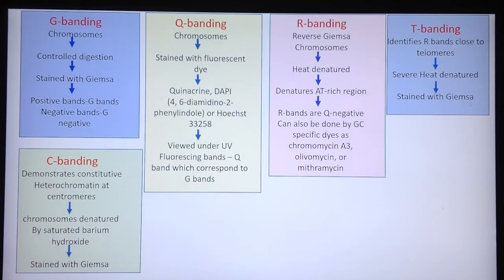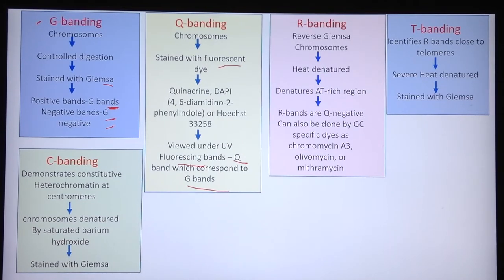Now there are several chromosome banding methods. One of the most common which we hear is G banding. In this, chromosomes are taken, controlled digestion is done and stained with Giemsa. Bands which stain positively with Giemsa are referred to as G bands, and negative bands are referred to as G negative. Then Q banding, in which the chromosomes are stained with fluorescent dyes. These are quinacrine, DAPI or Hoechst. These are viewed under UV, and fluorescing bands are basically Q bands, which correspond to G bands. Here we have fluorescent dye, here we have Giemsa, but the Q bands also correspond to the G bands. So G negative will be Q negative.